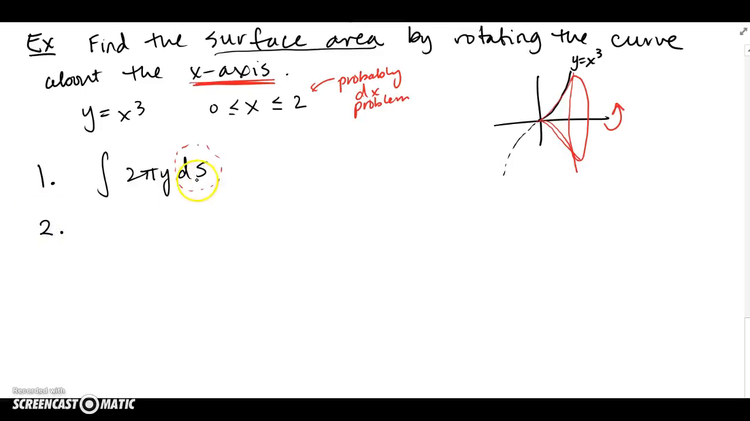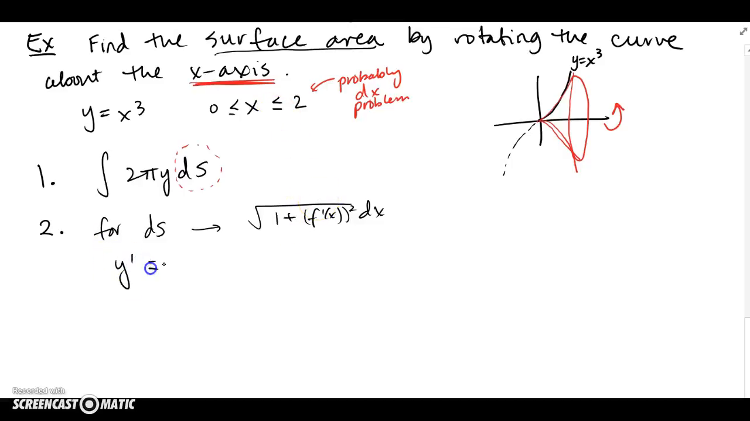For my ds, since I'm given x values and y is already isolated, I'm going to be finding y prime because it's f as a function of x. So for ds, I'm going to do the square root of 1 plus f prime of x squared dx. This is a choice I made because y was already isolated, and I have my limits of integration ready to go as x values, so I might as well use this.